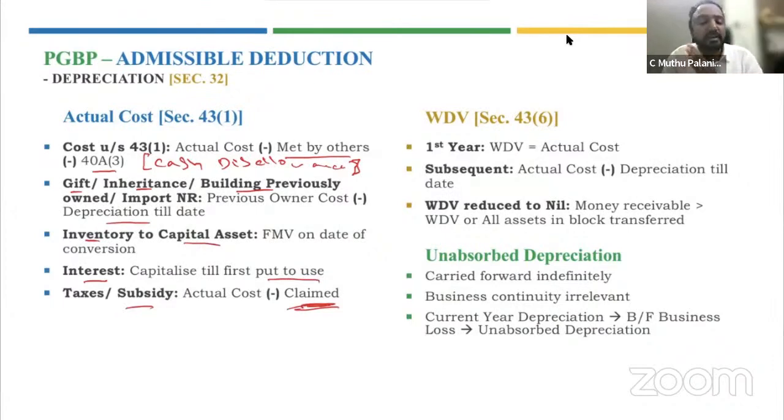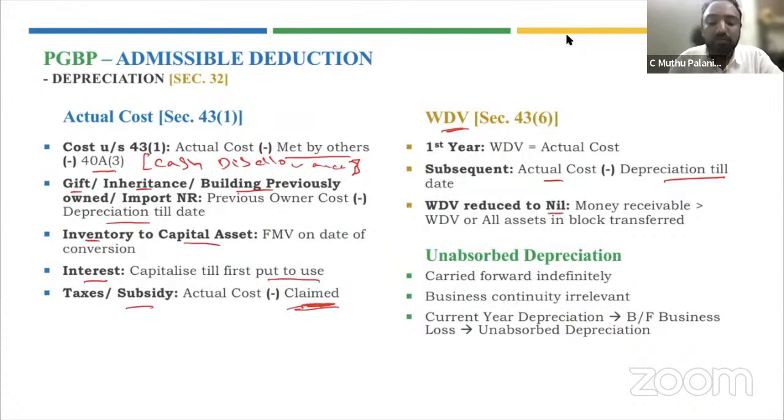What about subsequent assets? WDV is where you have to calculate depreciation. So what is WDV? Of course, in the first year, WDV and actual cost will be the same. In the subsequent year, actual cost minus depreciation till date will be treated as the WDV. When should you make the WDV nil?